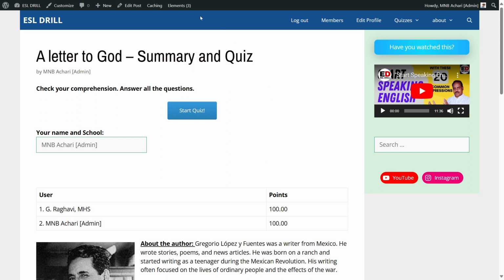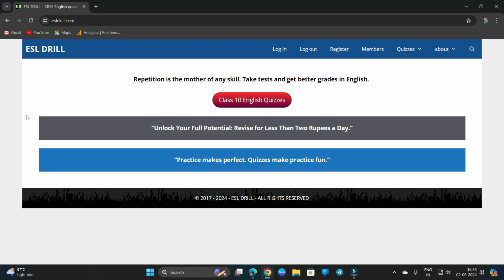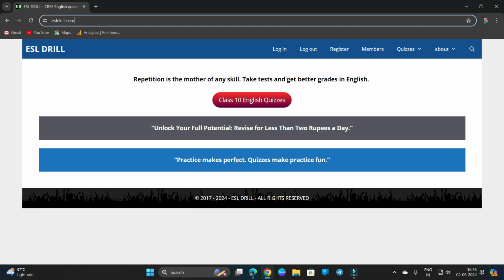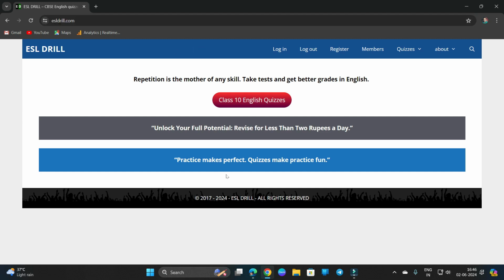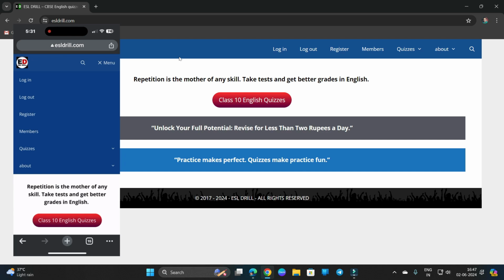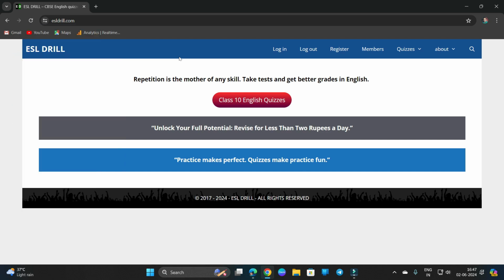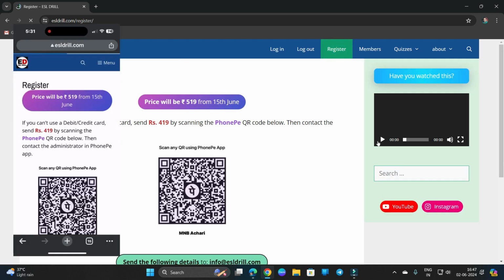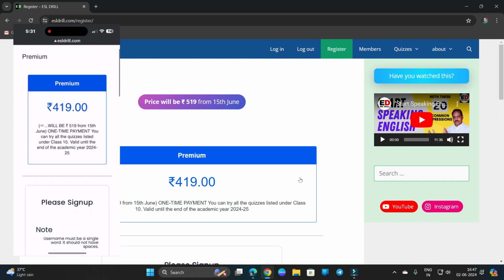Okay, now how can you become a member? If you want to sign up and get an account on ESLDRILL.com, it's easy. Go to this website, ESLDRILL.com. If you are using it from a computer, you can look at the menu here. Otherwise, if you are accessing it from a phone, you can tap on the menu, I mean those 3 lines on the top right corner, and then you see the menu displayed there. Now click or tap on register and you will be taken to this registration page.